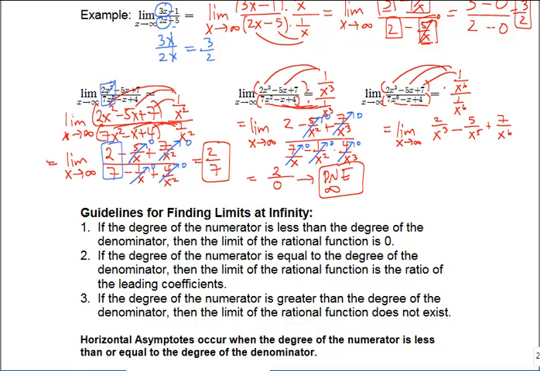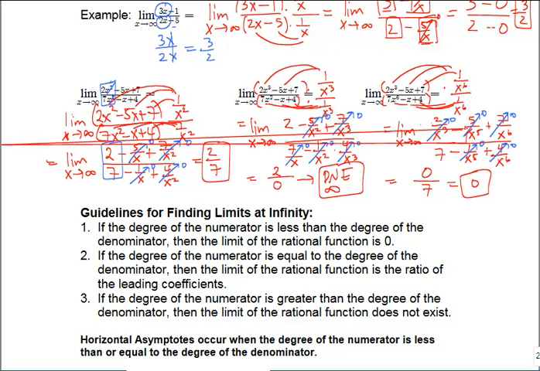On the bottom, when I multiply 7x to the 6th by 1 over x to the 6th, I just get 7. Negative x times 1 over x to the 6th is negative 1 over x to the 5th. 4 times 1 over x to the 6th is 4 over x to the 6th. So a constant over a power of x goes to 0 as x goes to infinity. So this will go to 0, 0, 0, 0, and 0. And that means what we're left with on top is just zeros, and on the bottom we're left with 7. And 0 divided by 7 is just 0.